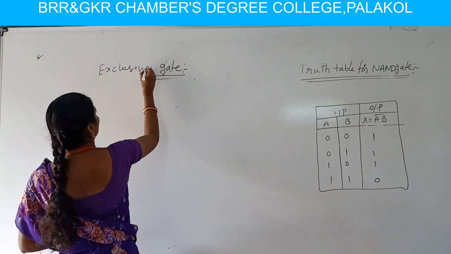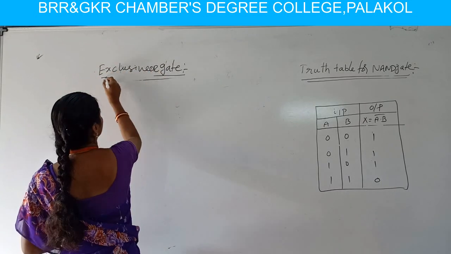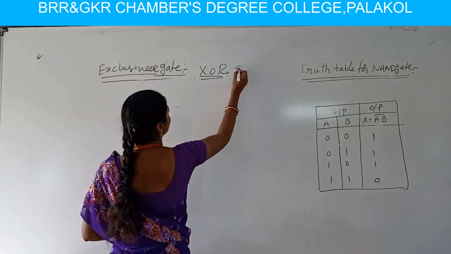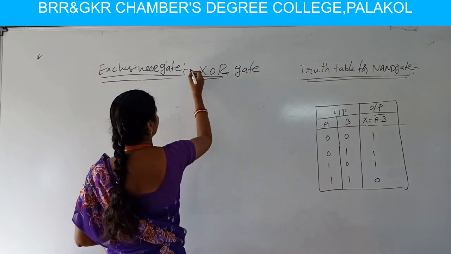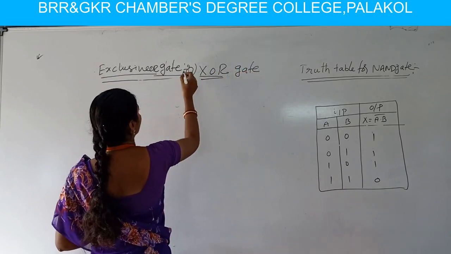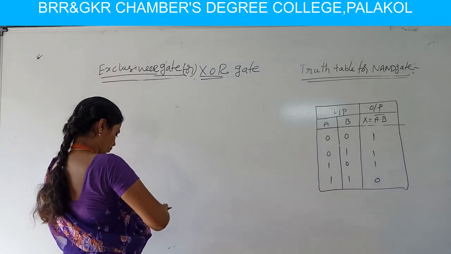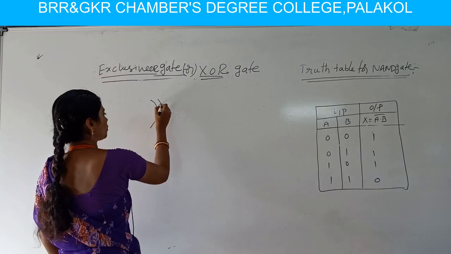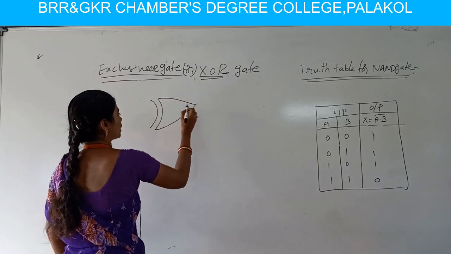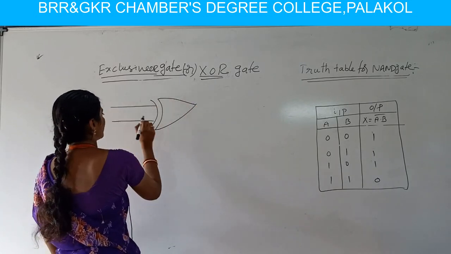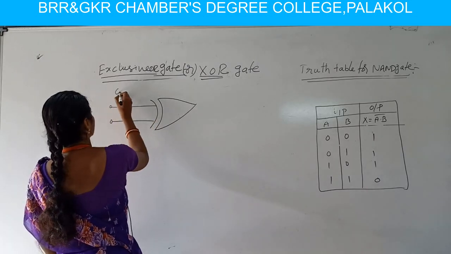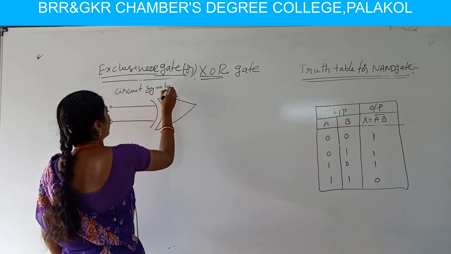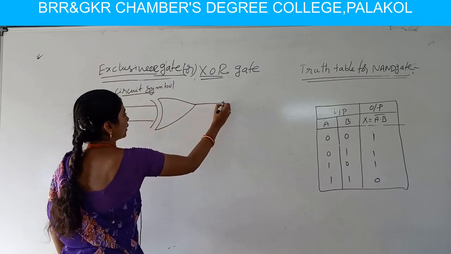Exclusive OR gate, which is also said to be XOR gate. This is also important. This gate is used for constructing half adder and other circuits also. So the circuit symbol for exclusive OR gate is as follows.